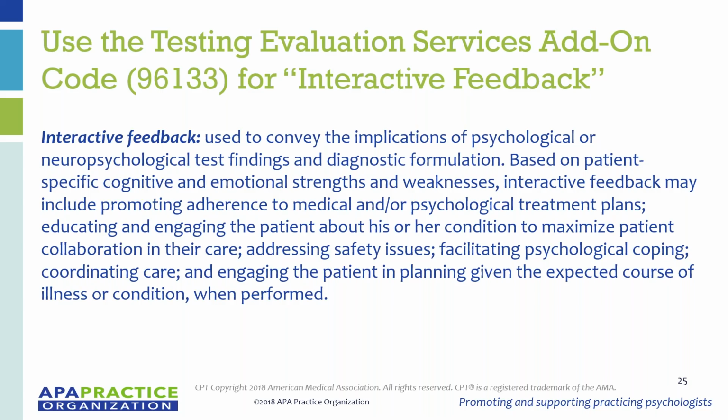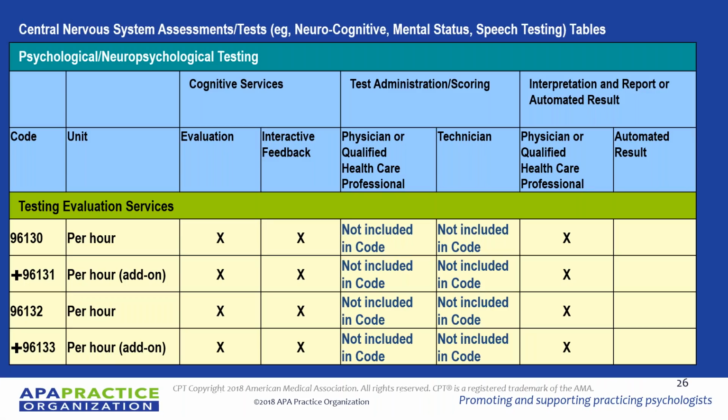This definition should ring true to all of us who provide feedback services. You will be using your professional services code for interactive feedback services. And we have it listed here as a 96133. The add-on code is what you will use for your interactive feedback services. Next slide.